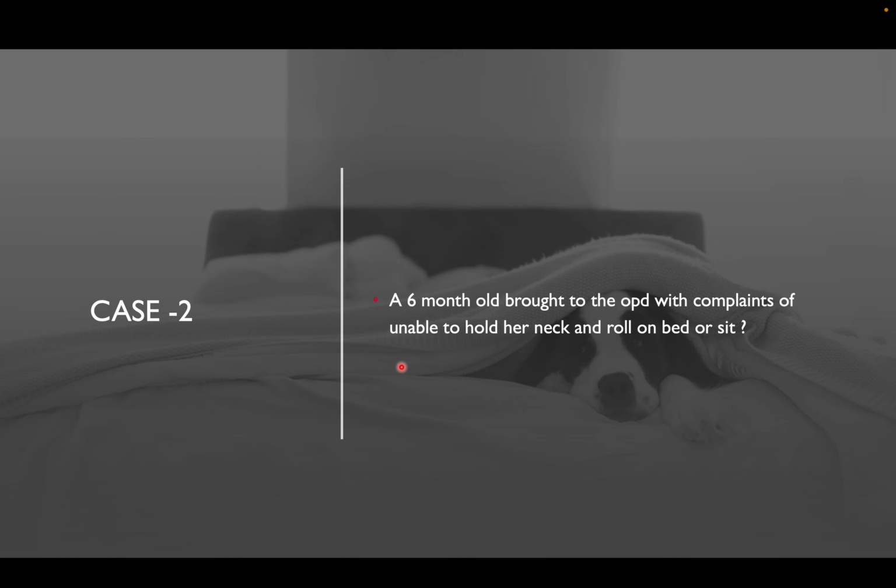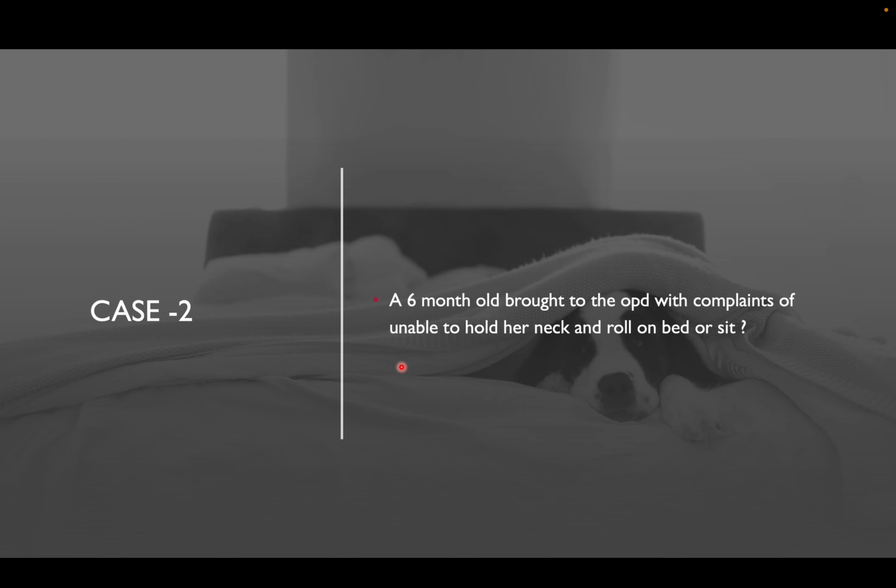A 6-month-old brought to the OPD with complaints of being unable to hold her neck, roll on the bed or sit. So you can tell there is weakness of truncal muscles and neck muscles. Since it's a 6-month-old, you should always look for genetic causes. Genetic causes are always a possibility when the baby is flaccid, like when you hold her neck, she falls off. There's a floppy neck.